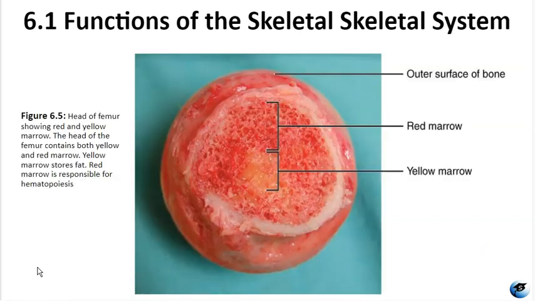Figure 6.4 depicts the head of a femur bone and the bone marrow inside. Yellow bone marrow in the femur functions as a site for fat storage, offering an energy reserve for the body. The red bone marrow in the femur plays a role in the production of red blood cells, white blood cells, and platelets. Although yellow marrow typically predominates in adult long bones like the femur, red marrow may transition to yellow marrow as an individual ages.